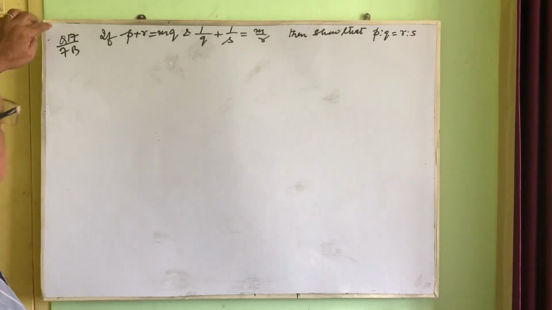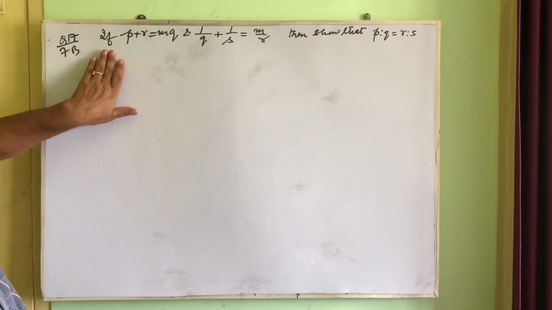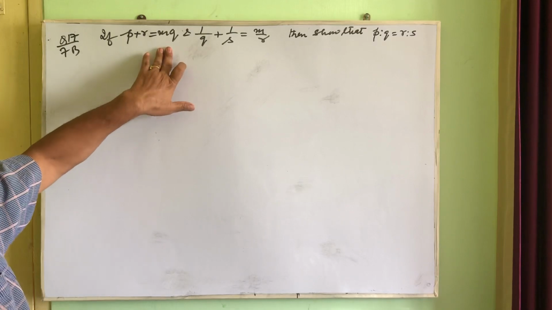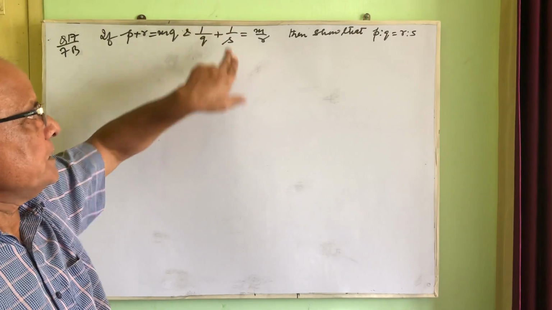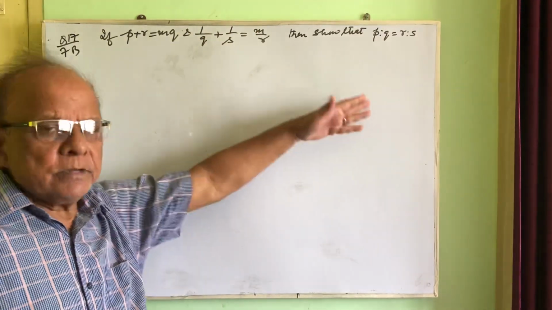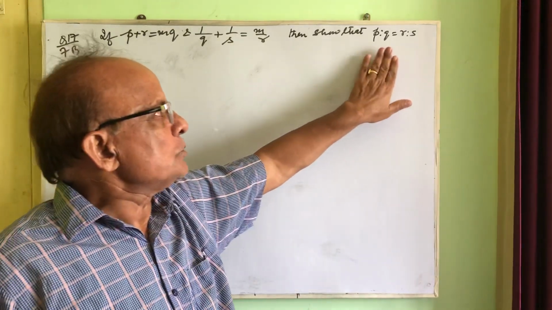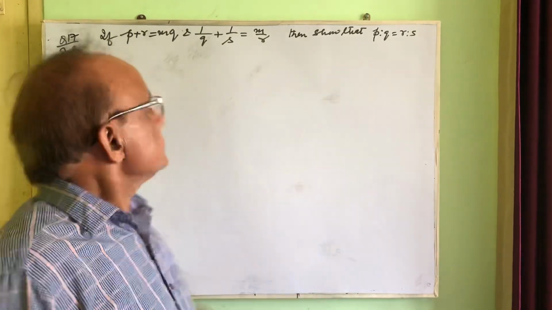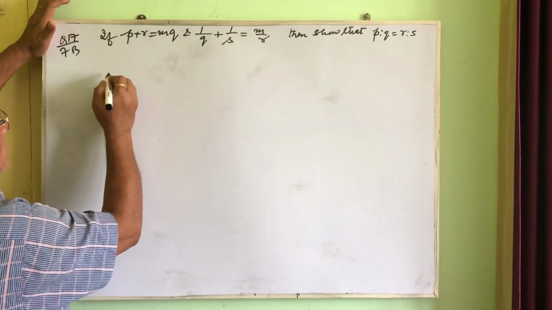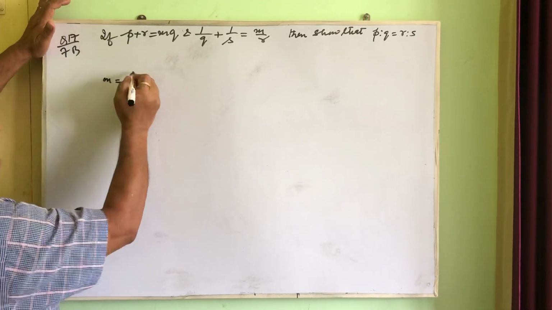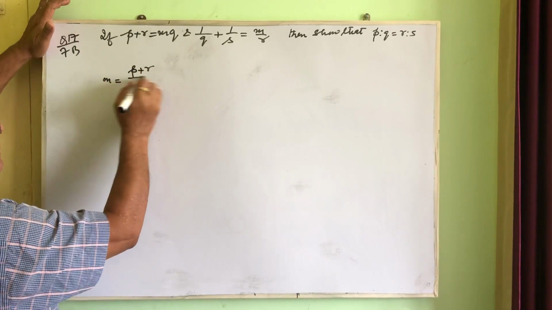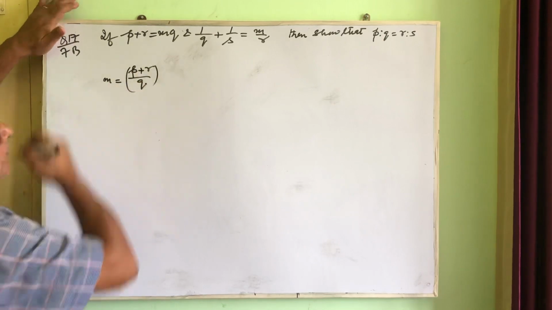Now question number 17 of 7b. If p plus r is equal to mq, and 1 by q plus 1 by s is equal to m by r, then we have to prove that p is to q equals r is to s. From here find the value of m. m will be equal to p plus r by q.